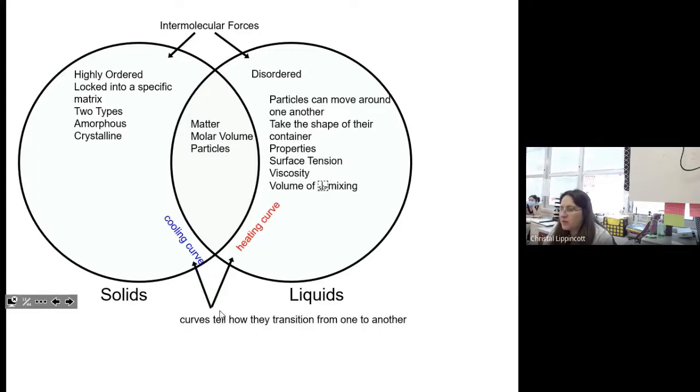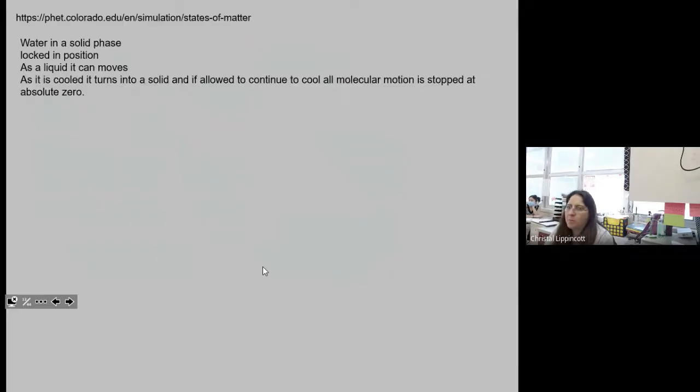These curves then, the heating and cooling curves, tell you how they're going to transition from one form to another. So in a solid form, the water is going to be locked into a phase, and we end up having it locked into that position, whereas in the solid, or in the, let me see if I can get this to go here.